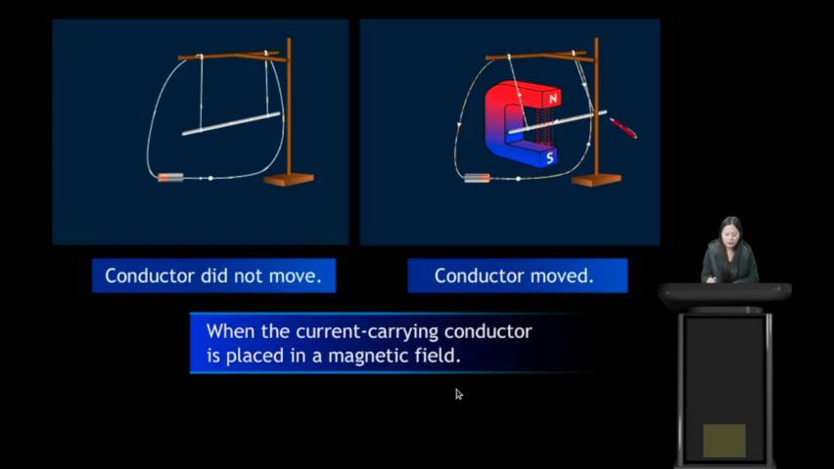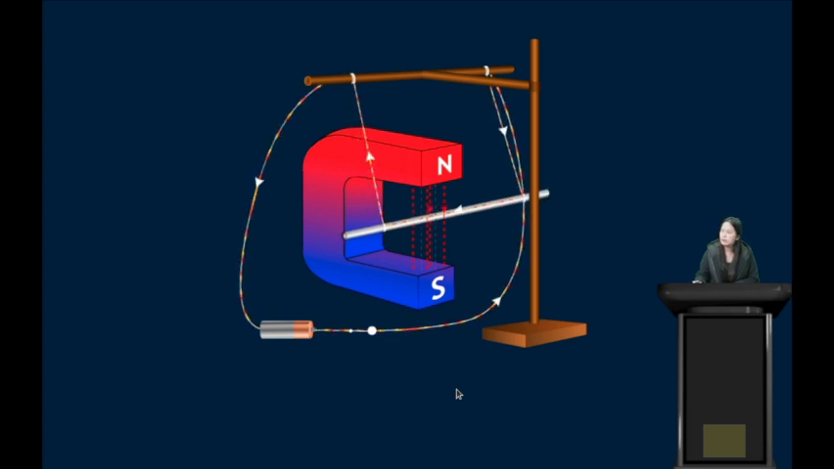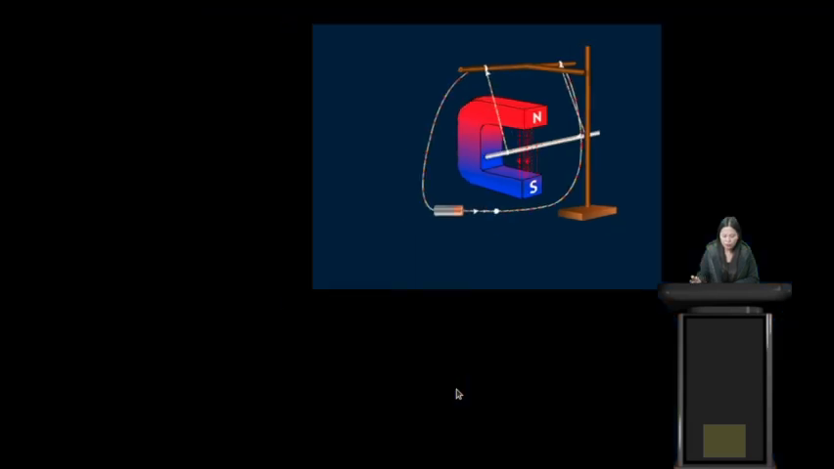So we have seen that this current carrying conductor moves outward because it experiences a force when it is placed in magnetic field. Now let us observe carefully. When we pass current, we see that the conductor moves outward. Yes, the conductor moves outward.